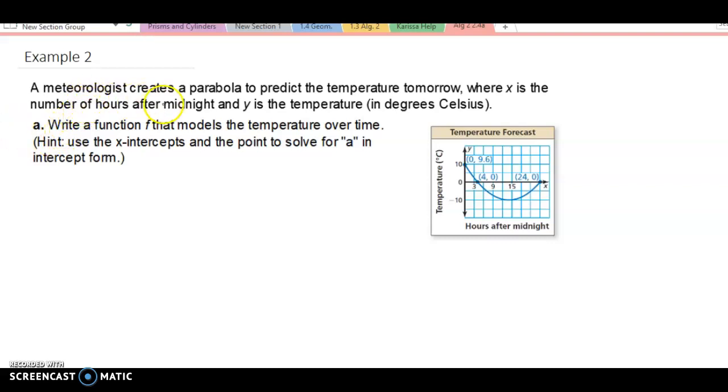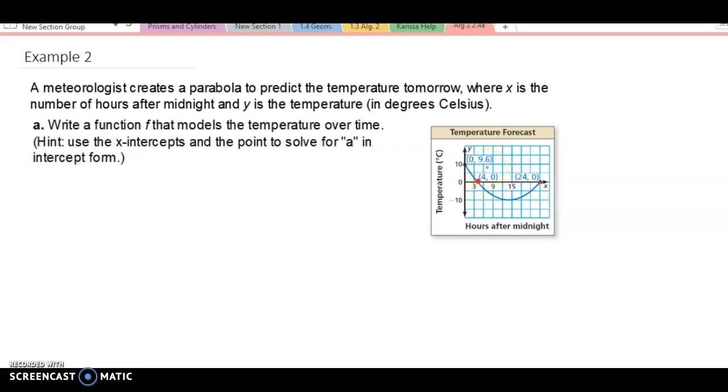It says a meteorologist creates a parabola to predict the temperature tomorrow, where x is the number of hours after midnight and y is the temperature in degrees Celsius. Write a function f that models the temperature over time. And if you notice here, we're given the x-intercepts, so we're going to write this in intercept form.